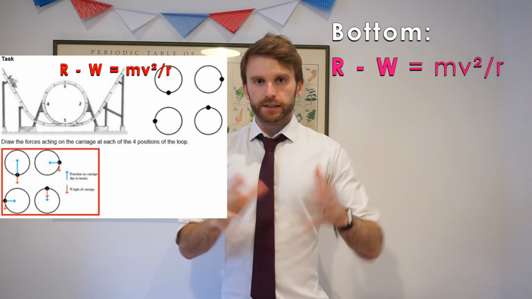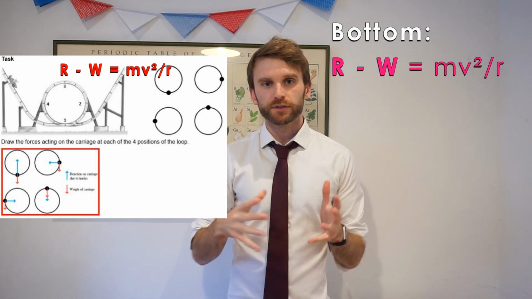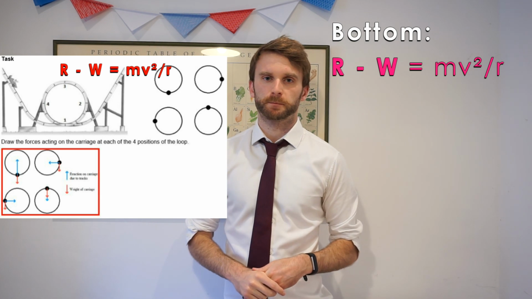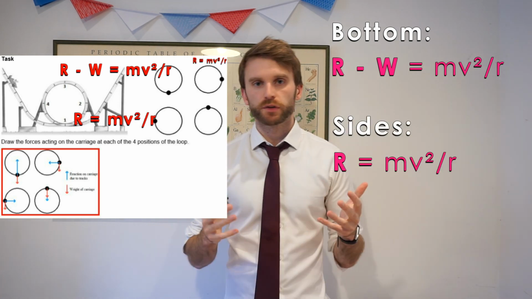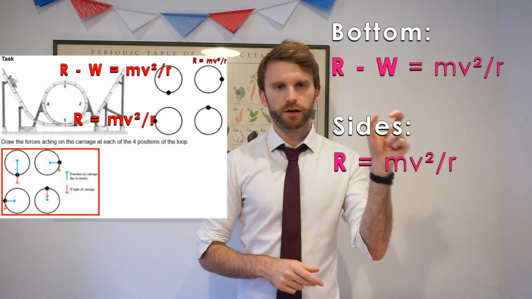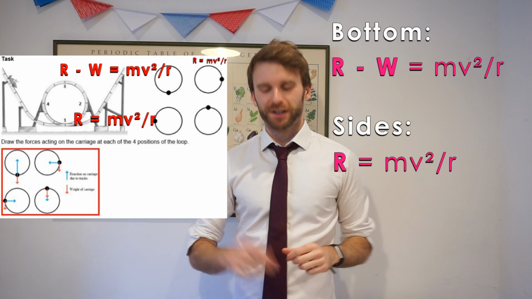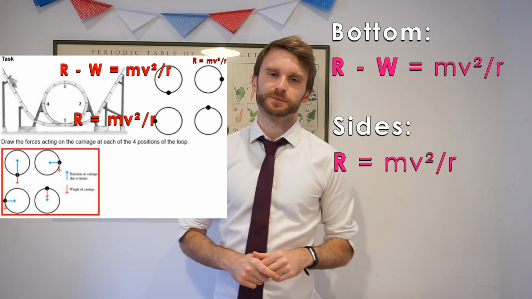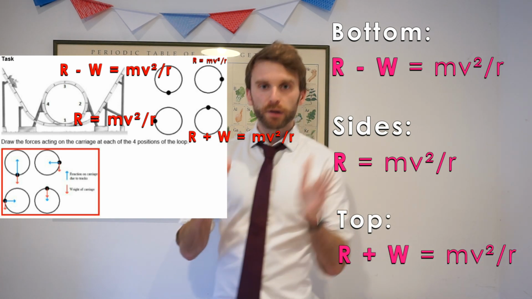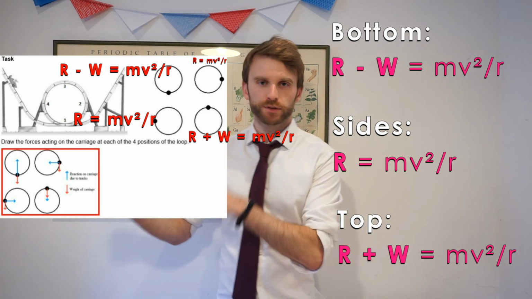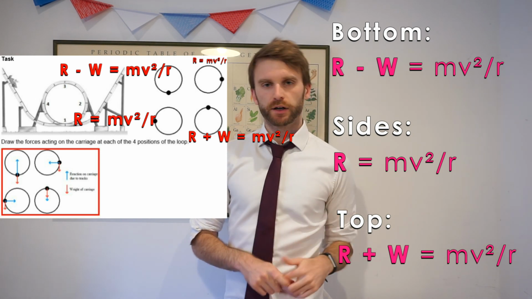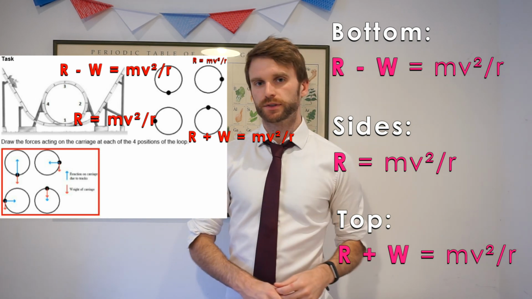And I want you to write R minus W equals mv squared over r, because that will be the equation that you use there. At the sides, I want you just to write R equals mv squared over r, and that will have to be a capital R for the reaction force, and a little r for the radius. At the top, where you've sketched it, I would like you to write R plus W equals mv squared over r, because at the top, they're both going to add up to provide that resultant force towards the centre of the circle.